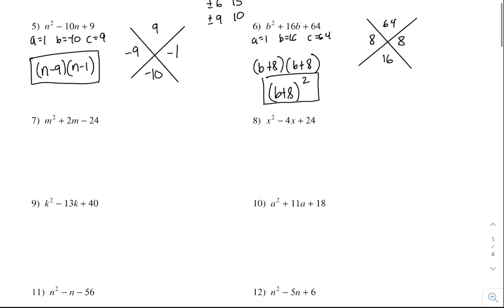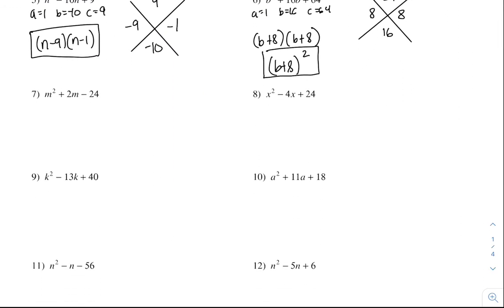Okay, number 7. So A is equal to 1, B is 2, C is negative 24. Two things that multiply to... Oh, sorry, I need to do my X method. So on top, A times C is negative 24, and on the bottom, it's 2. So two things that multiply to negative 24, but when added gives you guys 2. So I'm going to show you guys factors of negative 24 first to give you guys a visual.